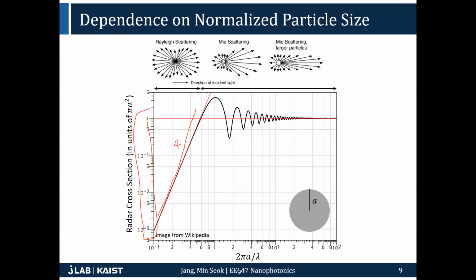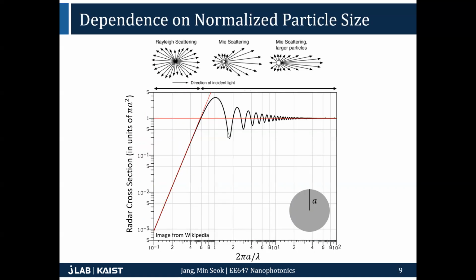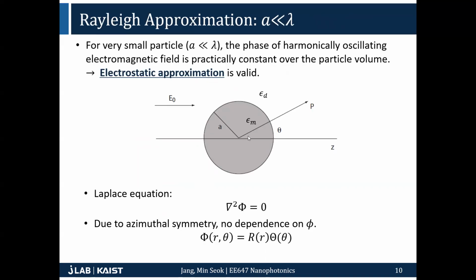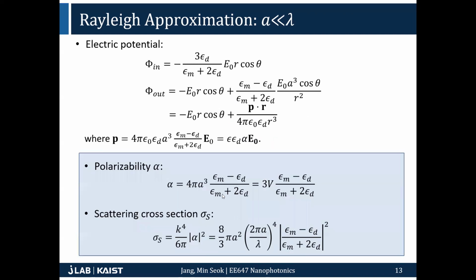particle size. Okay. So if I briefly recap what I just did: in order to know why a small particle has this dependence in terms of scattering cross section, we tried to solve the particle scattering problem in the very small particle limit. And in the very small particle limit, the electrostatic approximation is valid. So the equation becomes much more simplified, and then you can actually get an exact solution. And this is the exact solution.